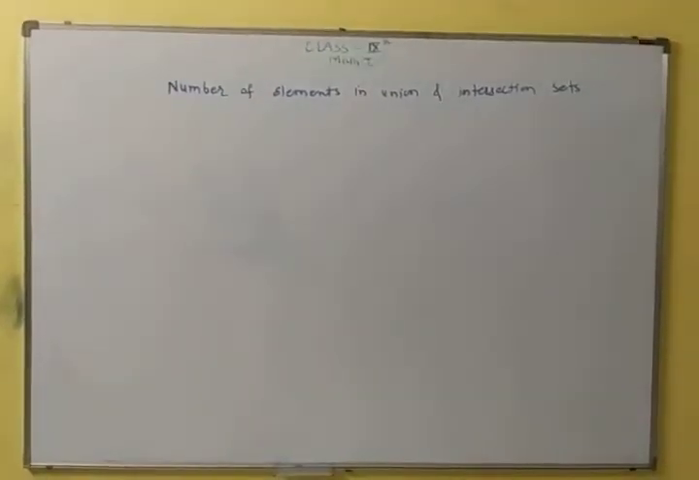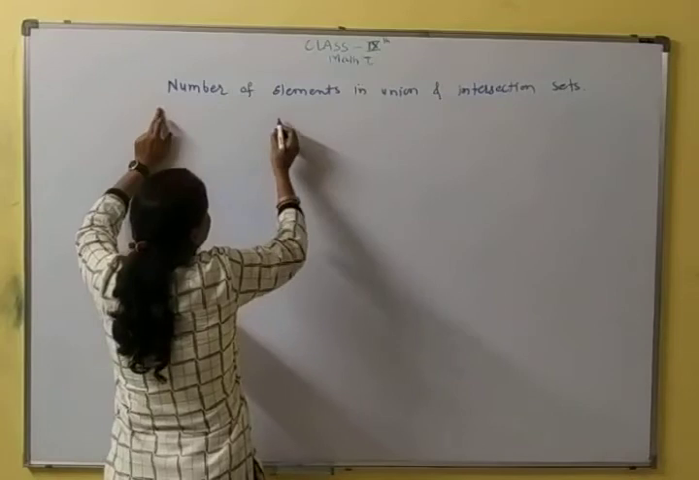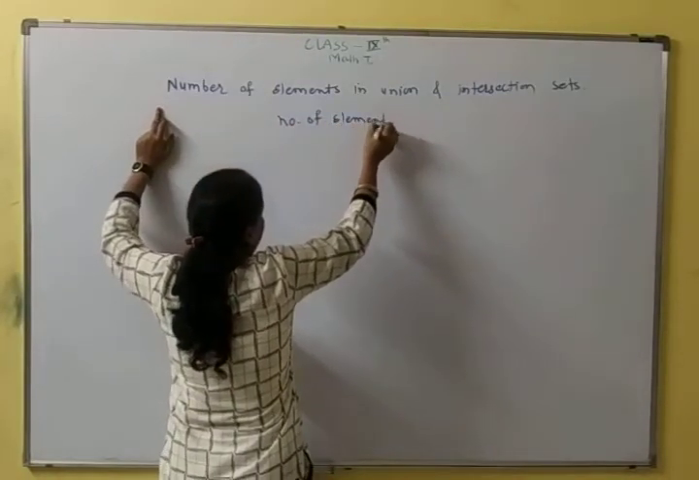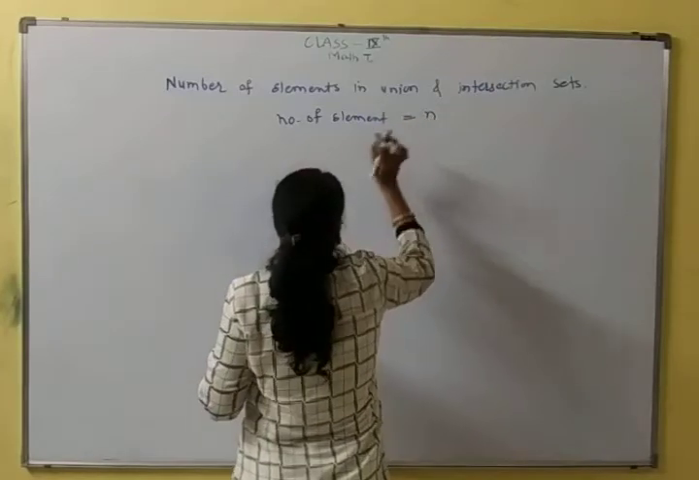Number of elements in union and intersection of sets. Number of elements is denoted by small n.